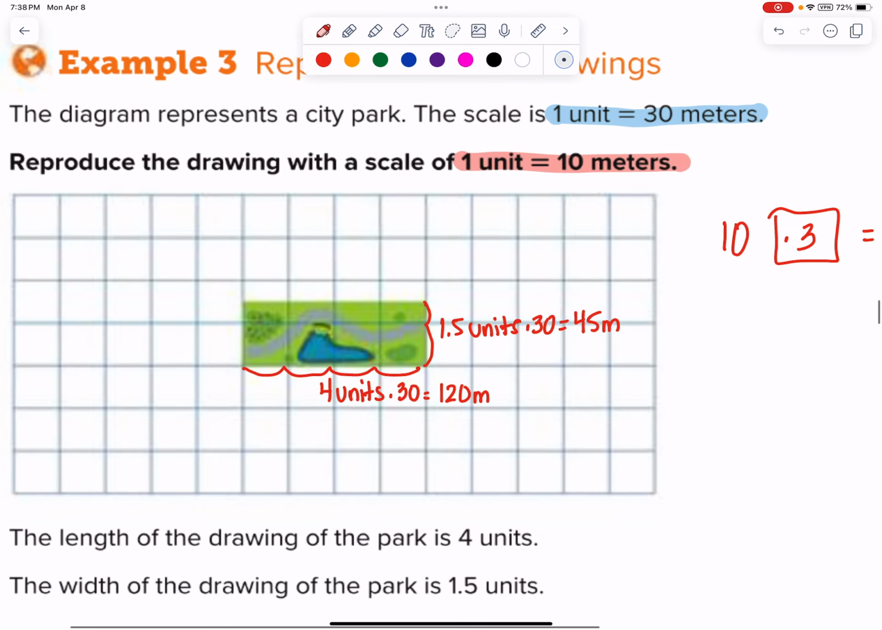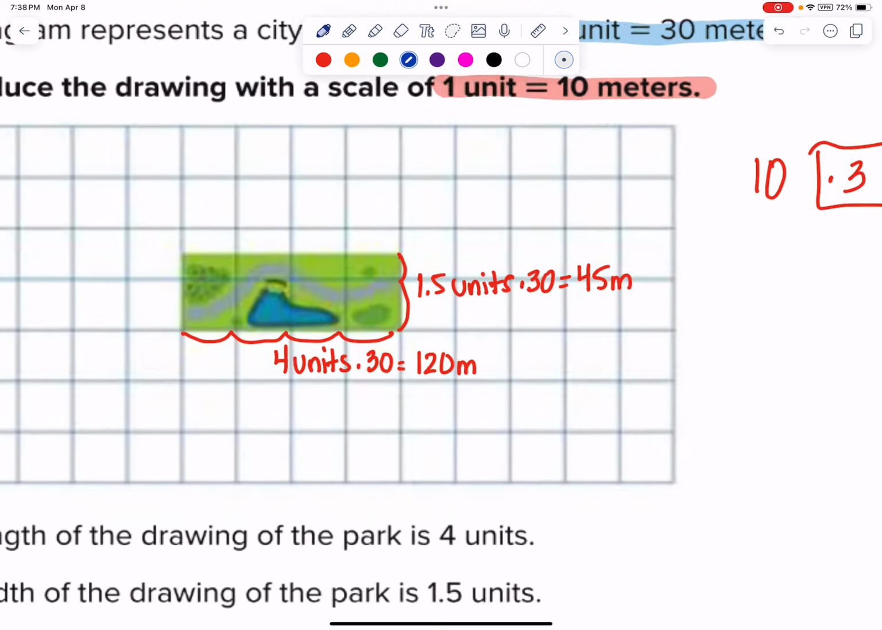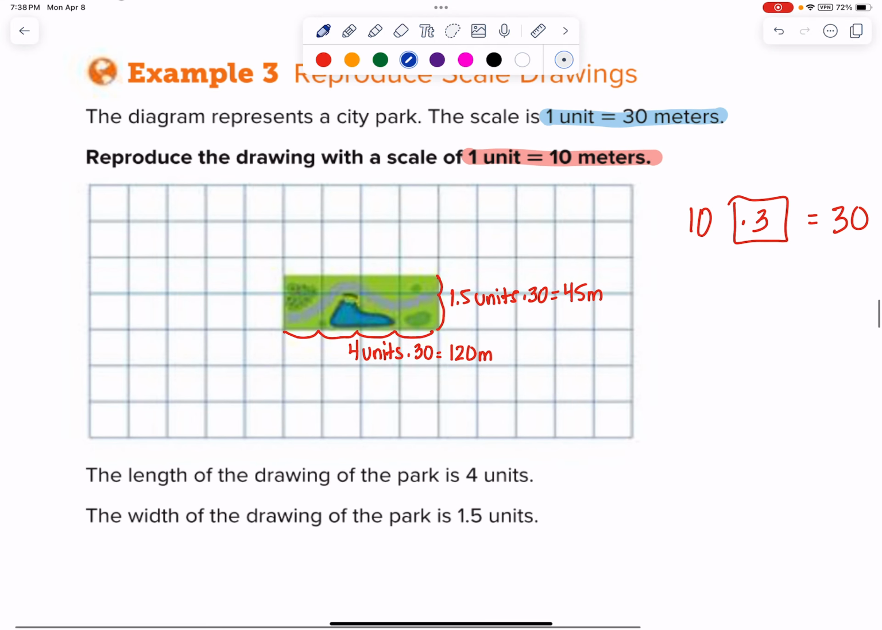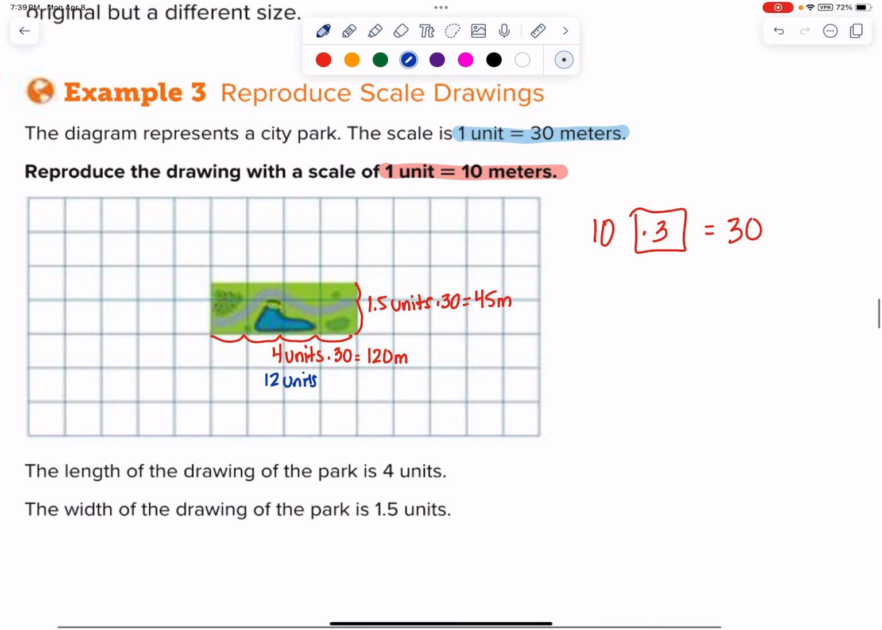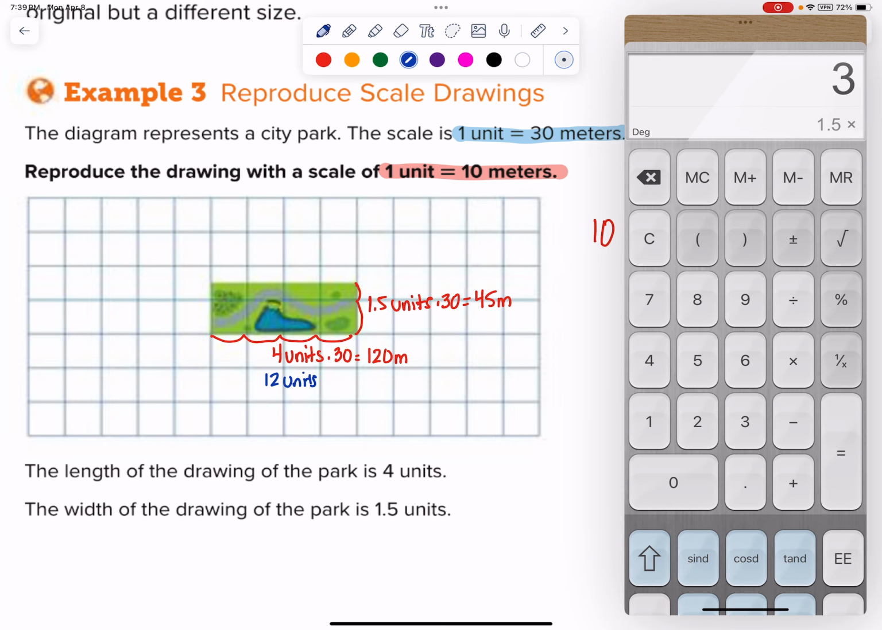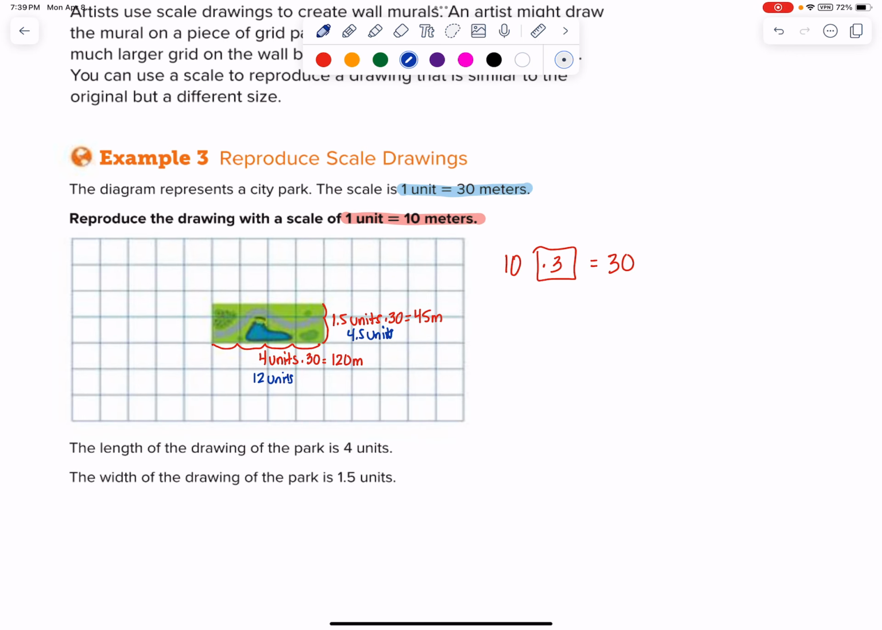So let's take a look at how this would work. If we're multiplying by 3, that's the change in things. Let's see what that would look like. Instead of 4 units, I'm multiplying it by 3, and 4 times 3 would be 12 units. So I need to make something 12 units in length, and then instead of 1.5, what's 1.5 times 3? It would be 4.5 units. Let's see what that would look like, and we'll draw it over top.